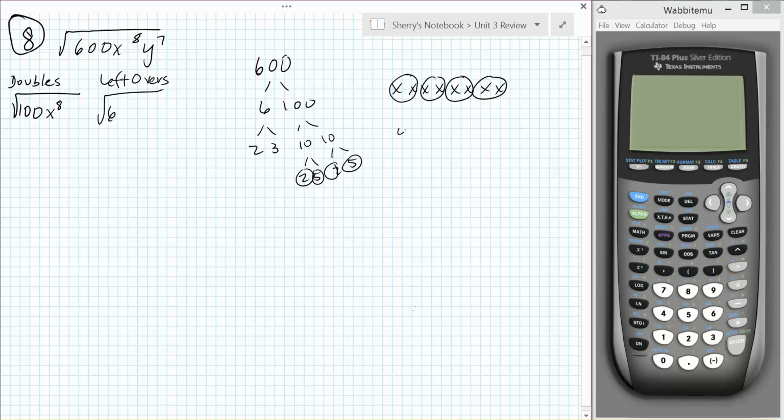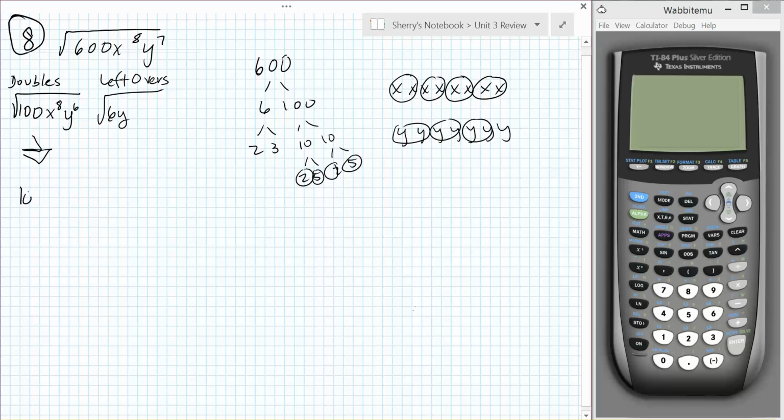and we'll be able to take the square root of that. With y to the 7th, 2, 3, 4, 5, 6, 7, notice that we have 3 sets of pairs, but 1 that's left over. So we end up with y to the 6th in our doubles category with 1 plain y that's left over. So everything in the doubles category we should be able to take the square root of.